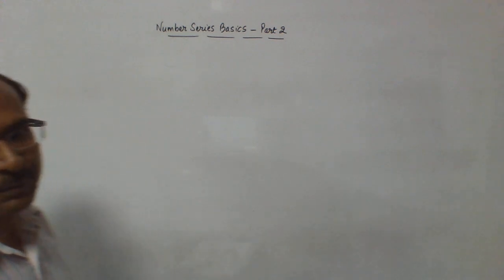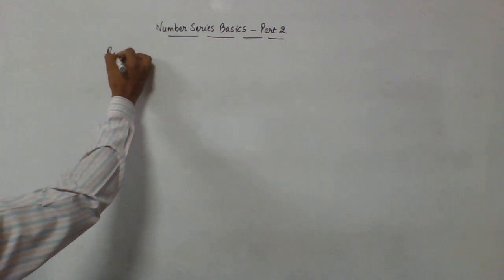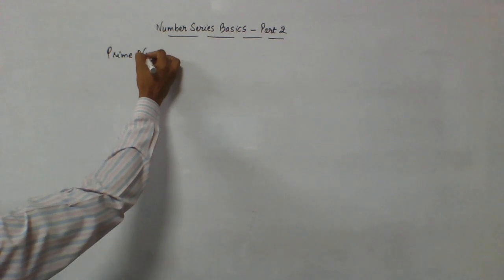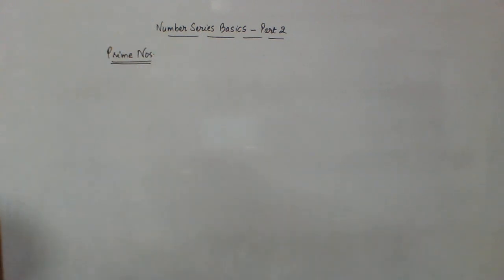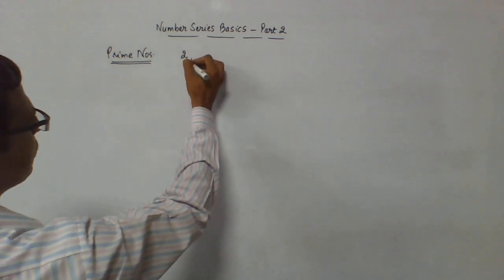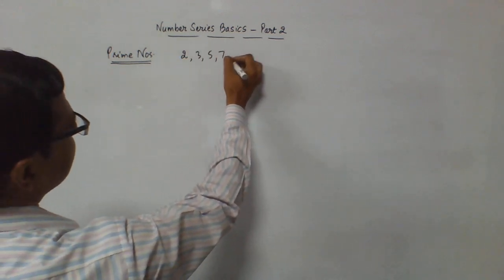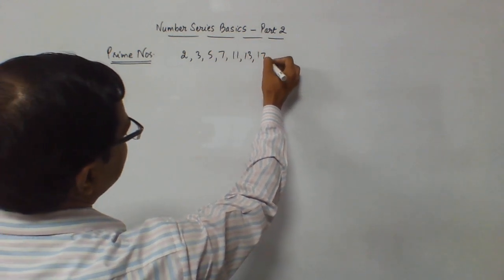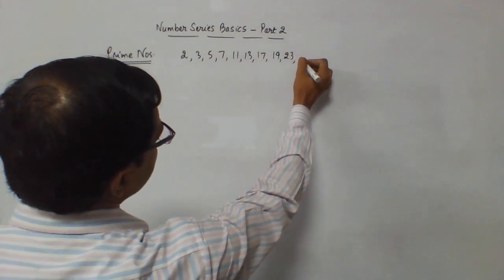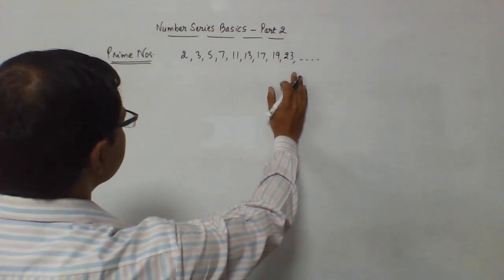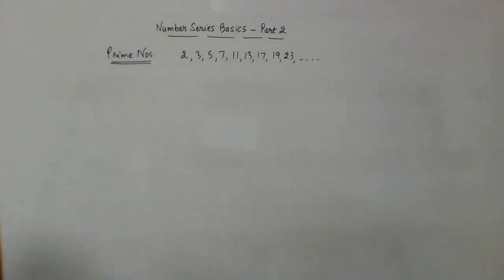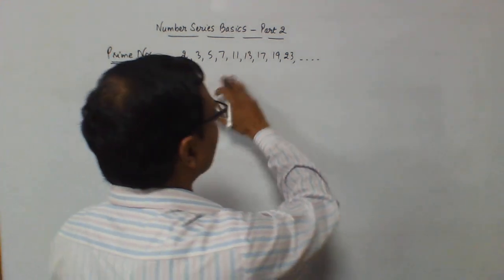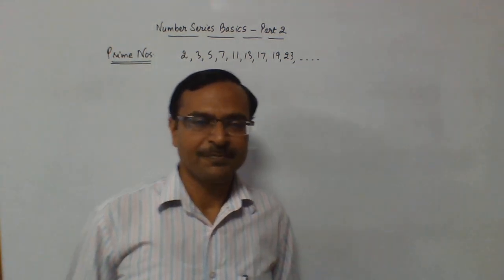Now, when we talk of prime numbers, you all know that prime numbers are basically numbers which have only two factors, that is 1 and the number itself, and they start from 2. Then we have 3, 5, 7, 11, 13, 17, 19, 23, and so on. So these are the prime numbers. They are not divisible by any number except 1 and the number itself, or they have only two factors. So these numbers are really very important when it comes to number series problems.